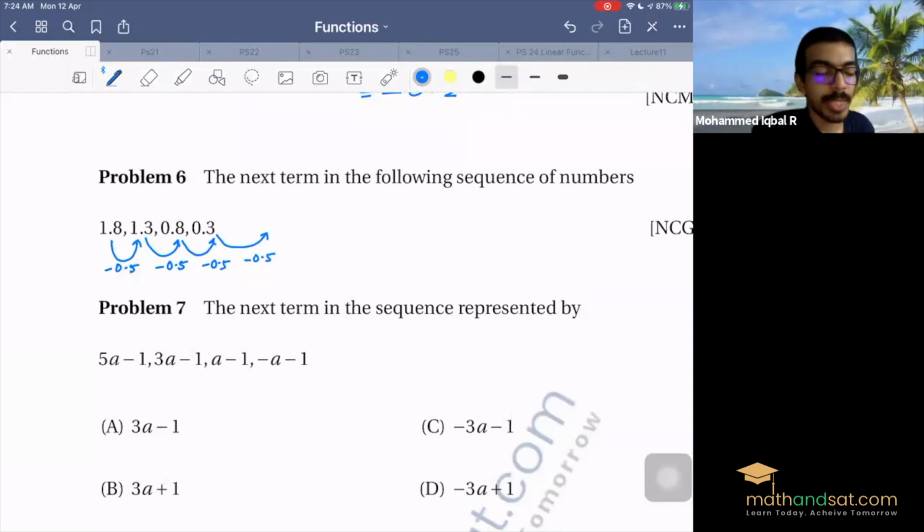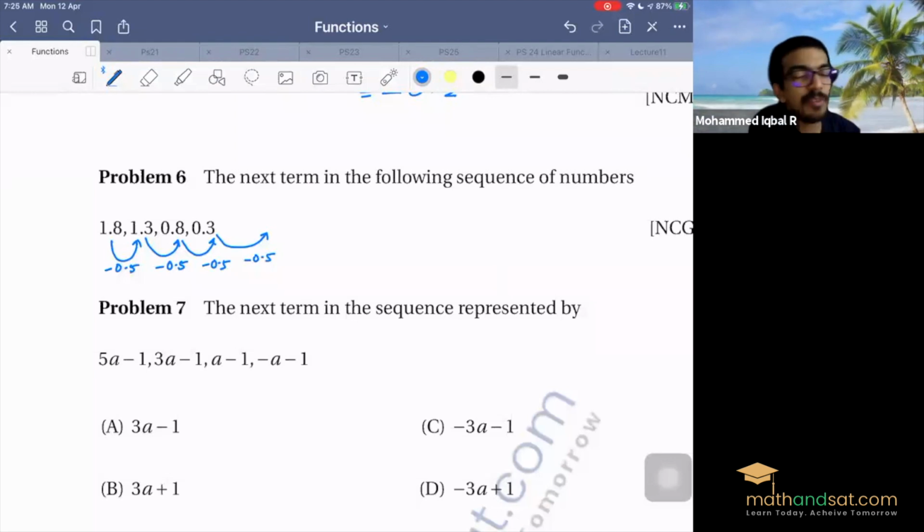The next question, please see question number 7. That's a very tricky one because, instead of numbers, they have given symbols. They have given variables. So the next term in the sequence represented by 5a minus 1, 3a minus 1, a minus 1, minus a minus 1. Do you see any pattern here?